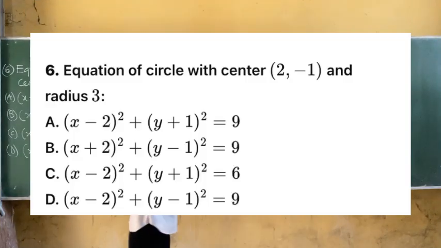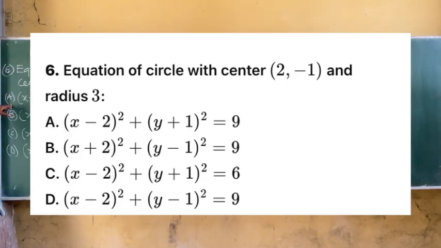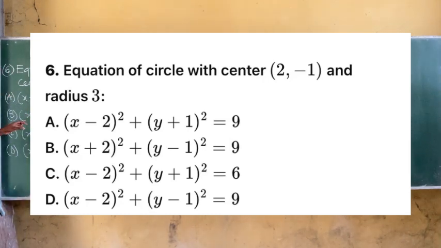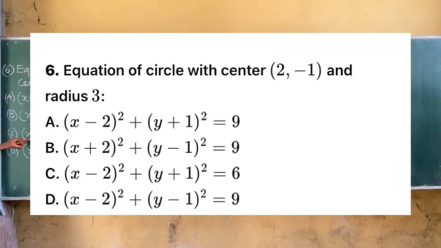Question 6 says equation of circle with center 2 and minus 1. They also give us radius to be 3. Option A, we have x minus 2 all squared plus y plus 1 all squared is equal to 9. Option B, we have x plus 2 all squared plus y minus 1 all squared is equal to 9. C, we have x minus 2 all squared plus y plus 1 all squared is equal to 6. And option D, we have x minus 2 all squared plus y minus 1 squared is equal to 9.